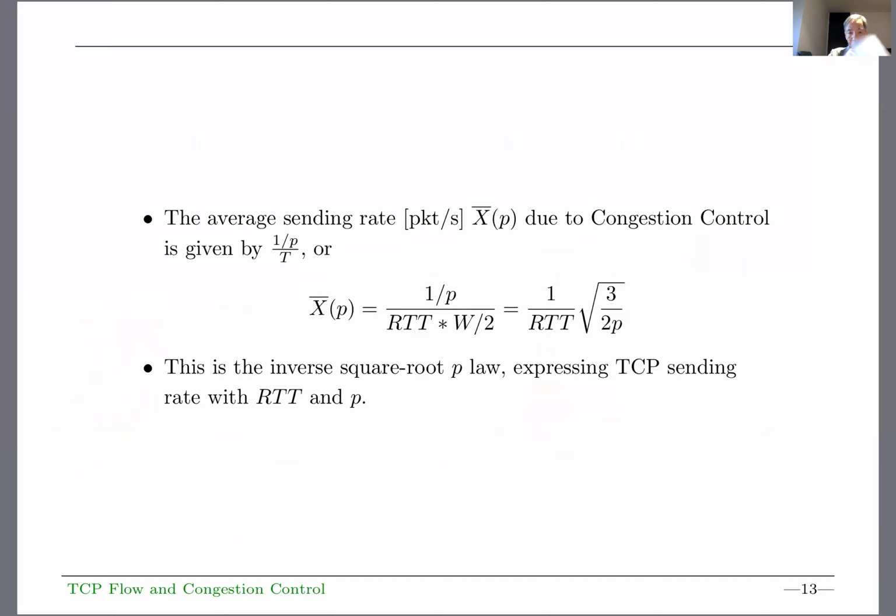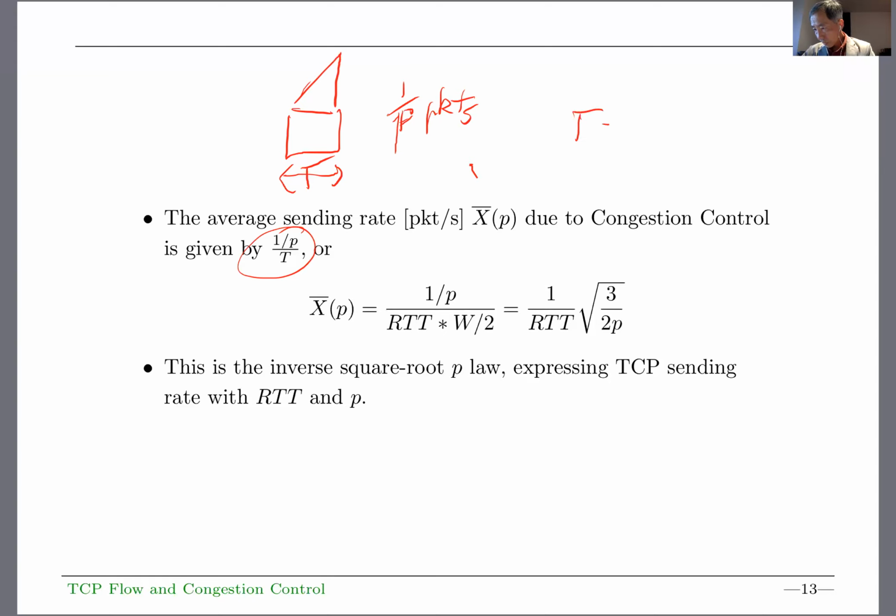So with that, what we have done so far is we want to find the rate. Remember what we've seen before: you send out 1 over P packets over period T. Okay, so the throughput is this. And we know what T is. T over RTT is equal to W/2. So we have this. Okay, T is W/2 in this. And we know what W is.